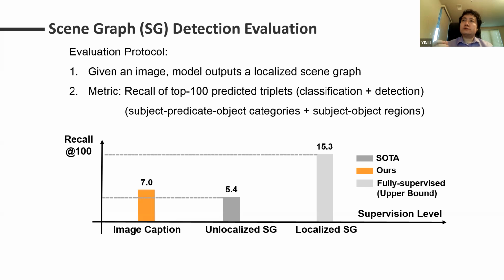And here's our result. Here's our model trained using only image captions as the training signal, but we do use an actual object detector to be fixed. Our result is about 7.0, which is already higher than this weakly supervised method. Now, if we compare directly in this weakly supervised setting, meaning training our model using unlocalized scene graphs, this is what we are getting. We're getting almost double the numbers here.